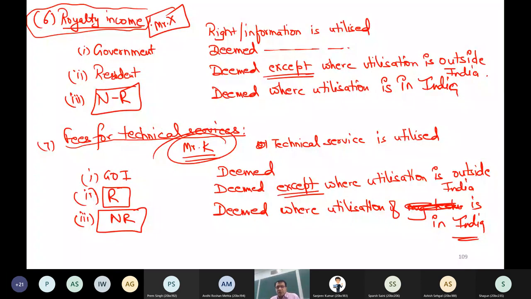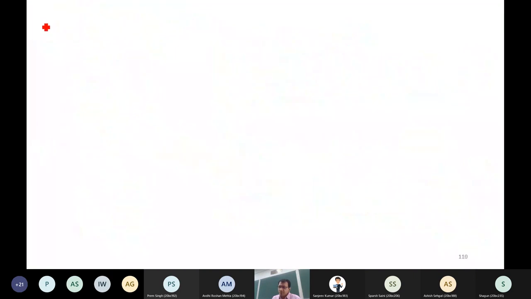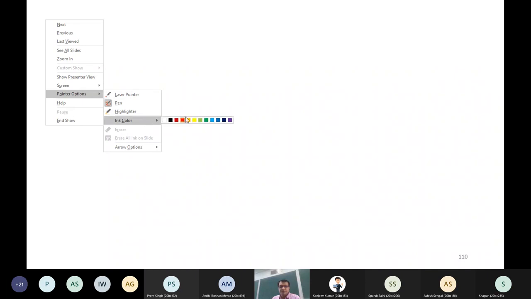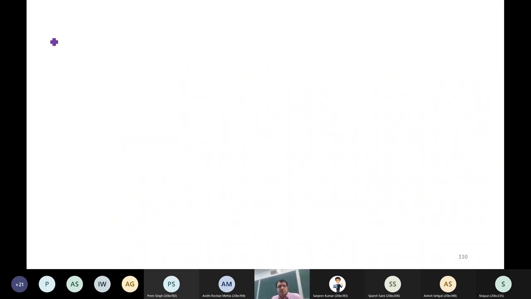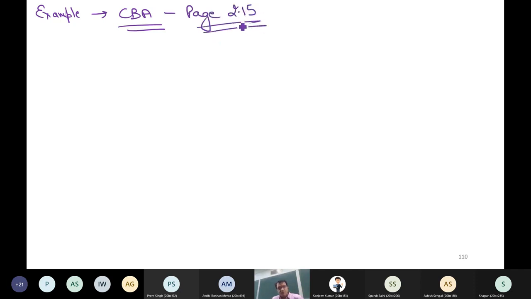Now I will discuss with you in numerical. So let us discuss a small numerical. So let us discuss an example. From my book, Concept Building Approach, page number 2.15. So let me show you that example. You take this screenshot and we will do the solution.